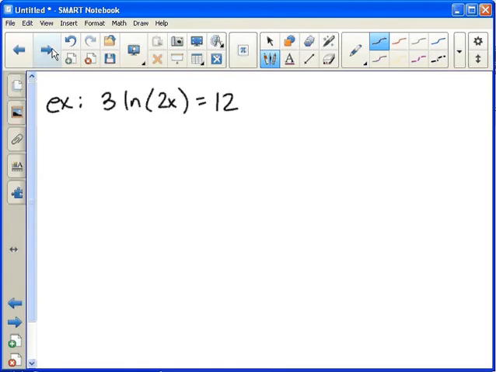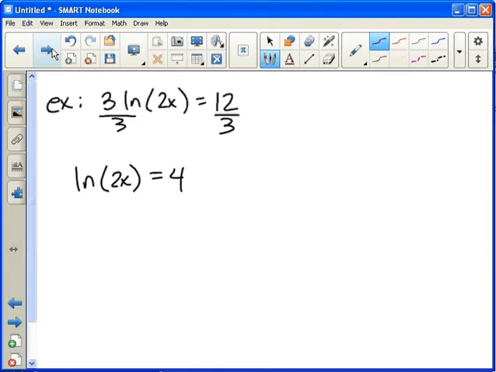So let's try this example. 3 times the natural log of 2x equals 12. Now before I get rid of the natural log, I need to move the 3 over. So let's divide both sides by 3 first. We get the natural log of 2x equals 4. And I want to get rid of the natural log.